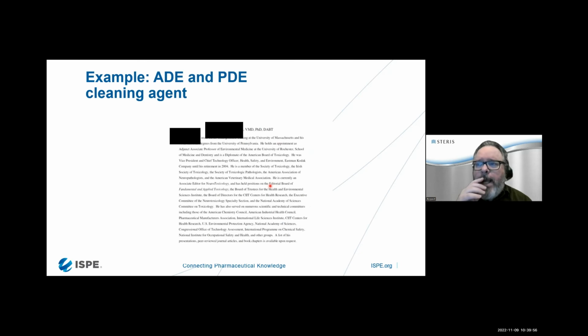And then you generally have a sketch or complete CV of the toxicologist on record so that it can be reviewed as well, to make certain that they have the credentials to establish that health-based exposure value for that active or that excipient, or in this case, that cleaning agent.